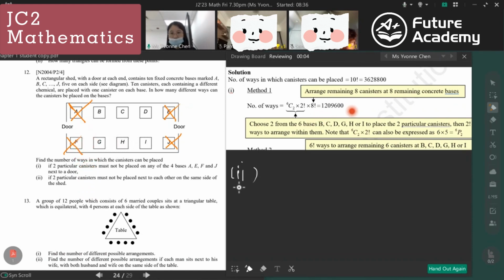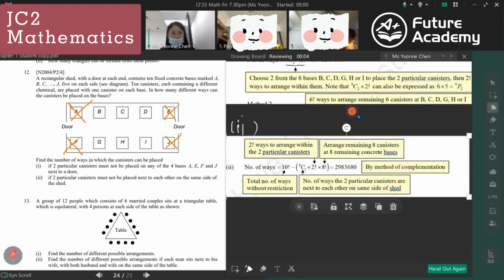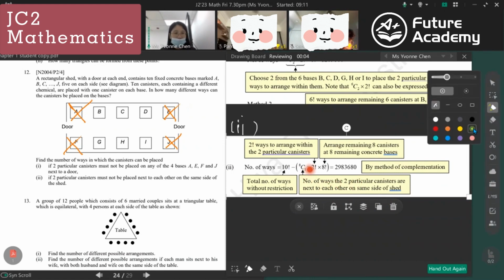And for part 2, 2 of them cannot be next to each other. We can do this by the method of complementation. We find the total number of ways, which is 10 factorial, then minus 8 choose 1, which is to put the 2 particular canisters together. So why do we do 8 choose 1? Because there are only 8 possible cases that we can do that.